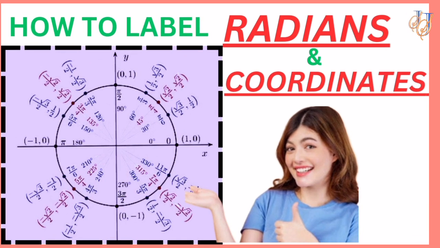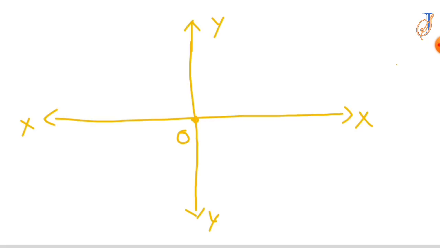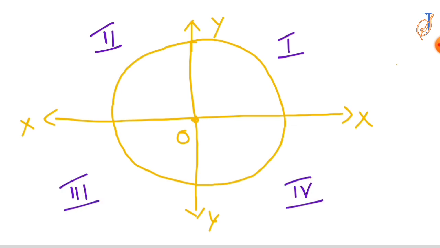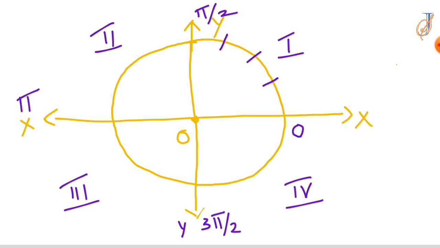Draw x and y axis intersecting at the origin O and then draw a circle with the radius 1 unit. And we know that this is the first quadrant and this is second quadrant, third quadrant, fourth quadrant. And also we know this is 0 degrees, here is pi by 2, this is pi and this is 3 pi by 2. Now what I have to do, divide each quadrant into 3 sections. This is 1, 2, 3. And same like that remaining quadrants also divide into 3 sections.